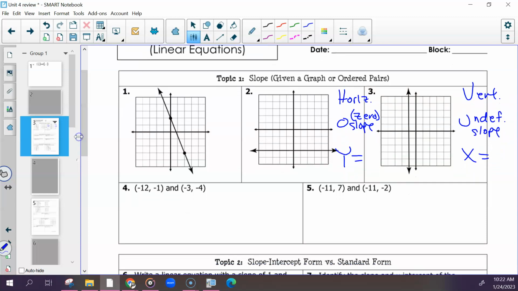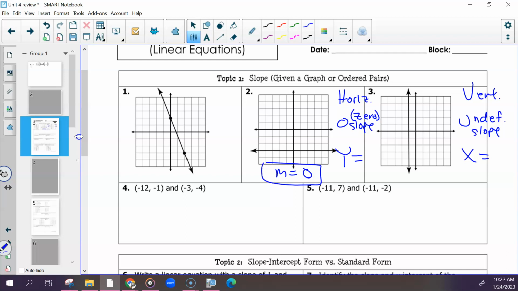So for number 2, we're looking for the slope of this line. If it's horizontal, what is the slope of this line? 0. So m equals 0. Other questions in 1 or 3?